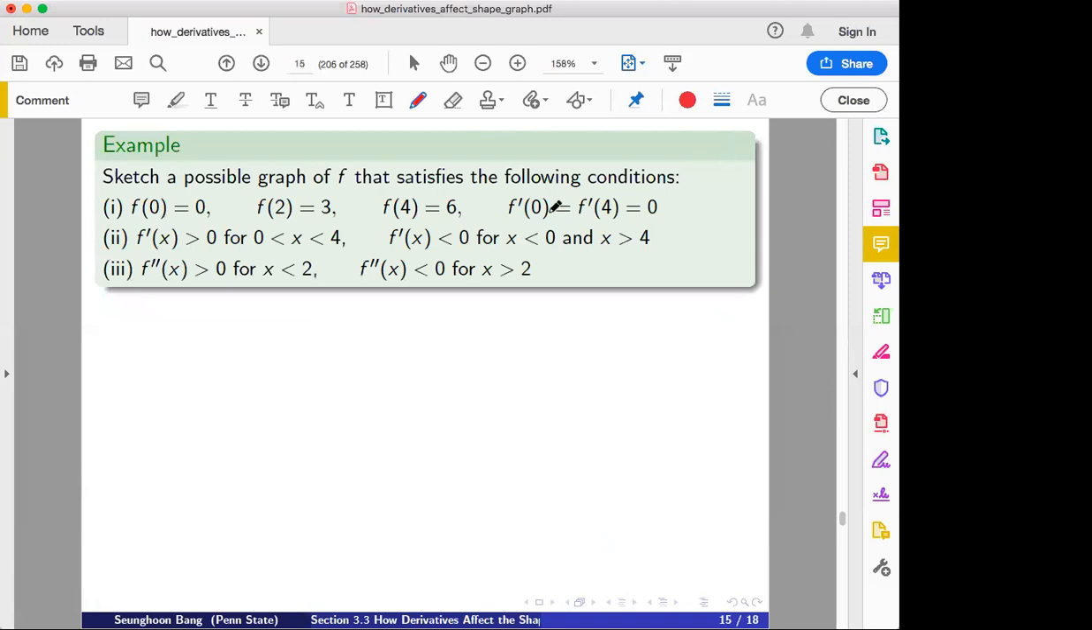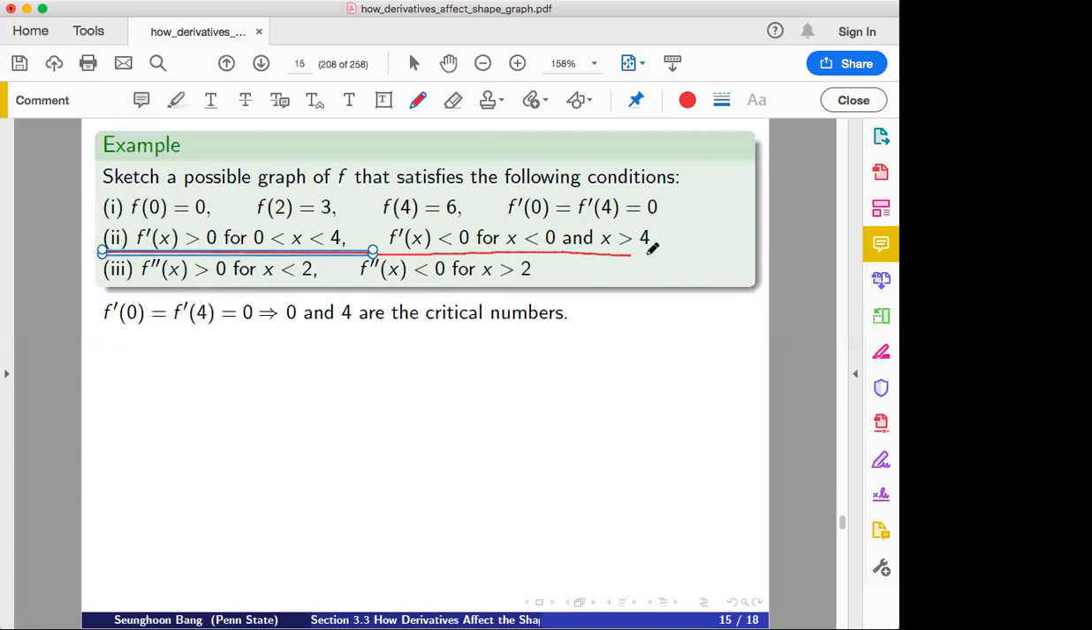The first one: f prime of 0 equals f prime of 4 equals 0. So what does it mean? The first derivative equals 0 at 0 and 4, so 0 and 4 are the critical numbers. The next, you can sketch the increasing and decreasing by using the second condition.